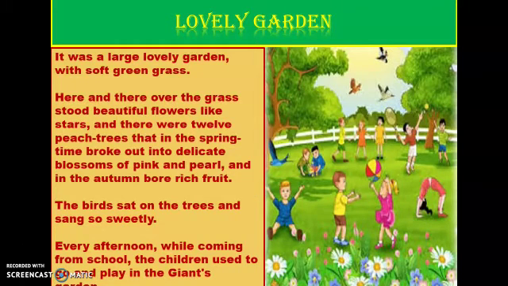Lovely garden. It was a large, lovely garden with soft green grass. Here and there over the grass stood beautiful flowers like stars, and there were 12 peach trees that in the springtime broke out into delicate blossoms of pink and pearl, and in the autumn bore rich fruit. The birds sat on the trees and sang so sweetly. Every afternoon, while coming from school, the children used to go and play in the giant's garden. So, the garden belonged to the giant, and children loved to play in this garden. Probably the giant who was the owner of this garden was not around.